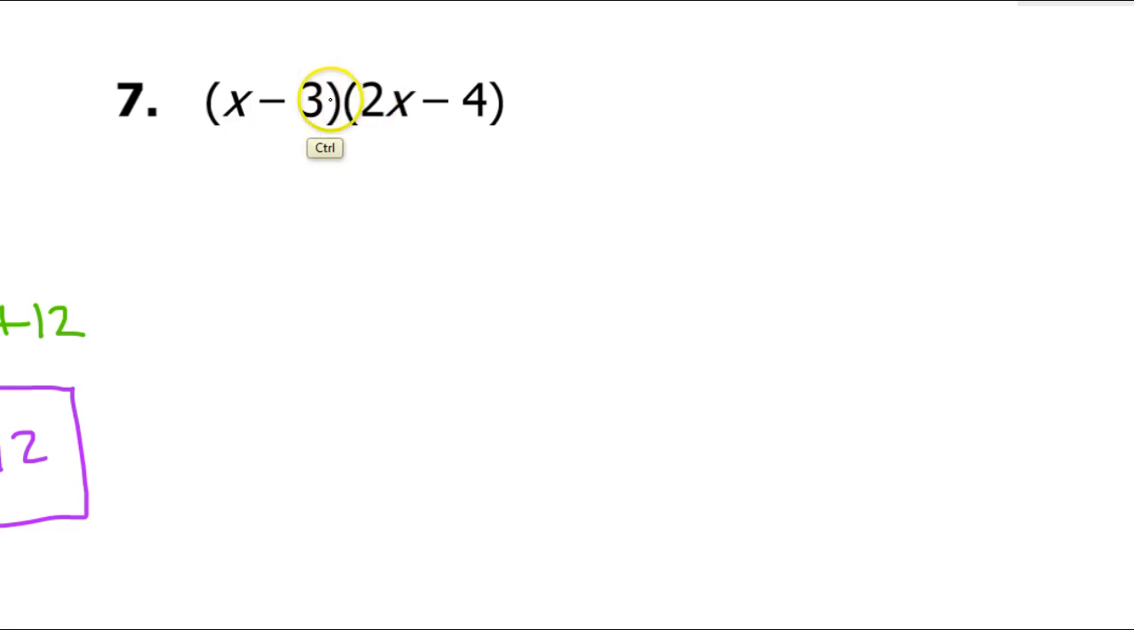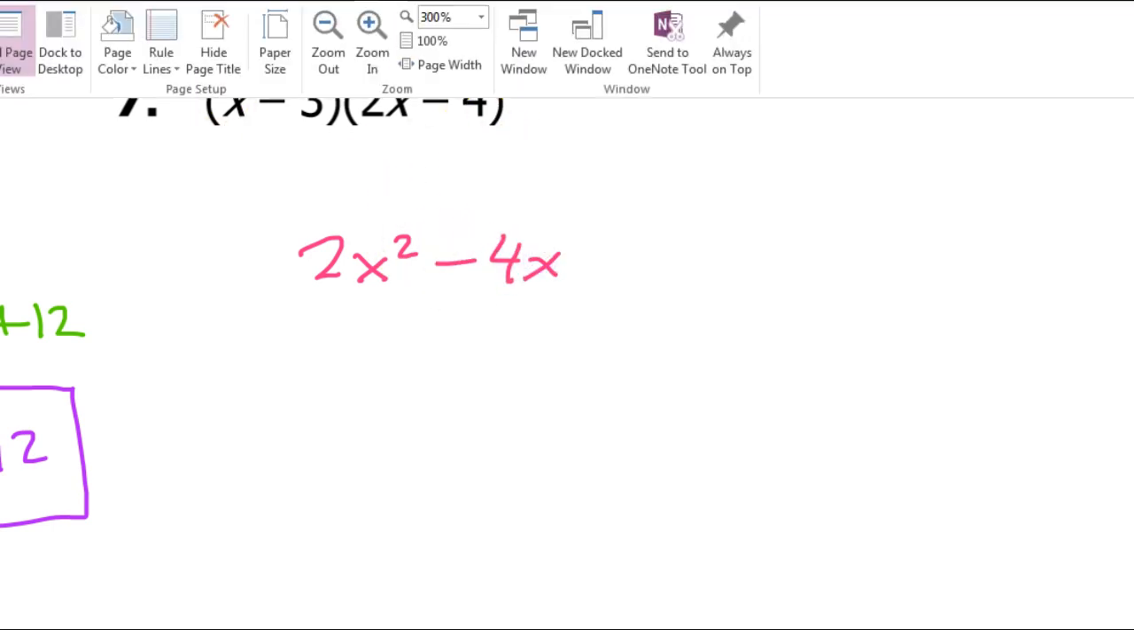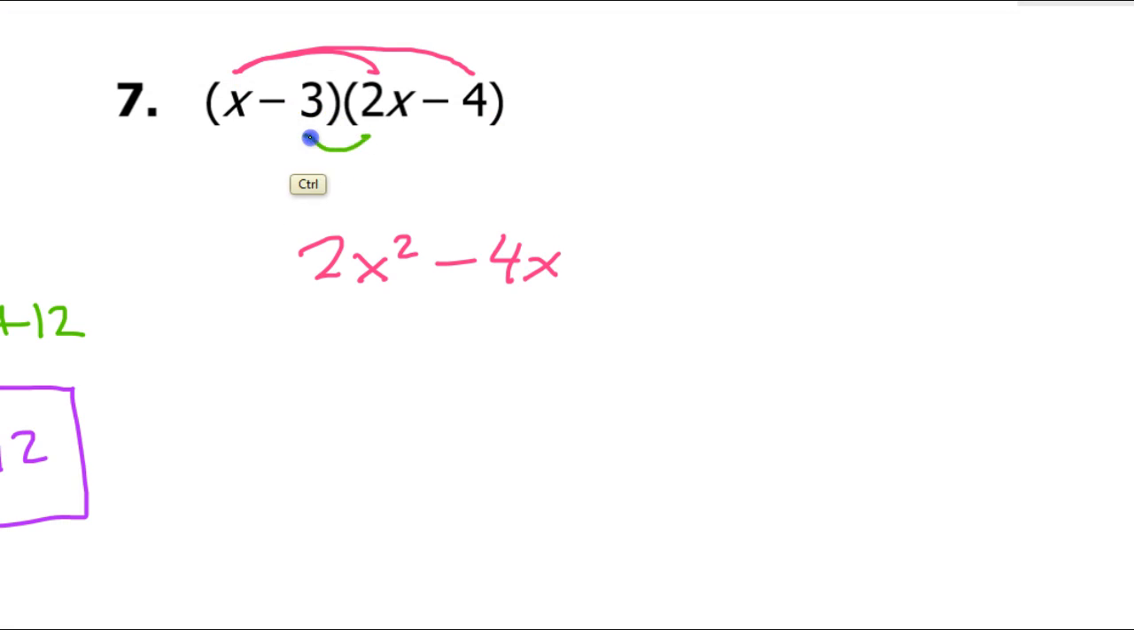All right, here's another multiplication problem. So again, we're going to do the distributive property twice. This one is shorter. So x times 2x is going to be 2x squared. x times negative 4 is negative 4x. Okay, now we will distribute the negative 3. This includes the negative sign.